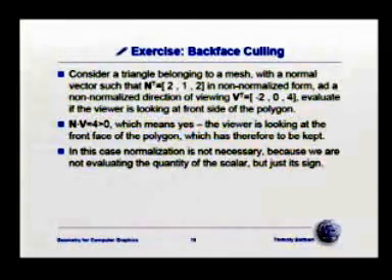This time is a little bit more difficult. Consider a triangle belonging to a mesh with a normal vector n of (2, 1, 2) in non-normalized form, and a non-normalized direction of viewing, (-2, 0, 4). Evaluate if the viewer is looking at the front side of the polygon. So I leave it up to you, but it's rather easy. Okay? You can perform your calculation.